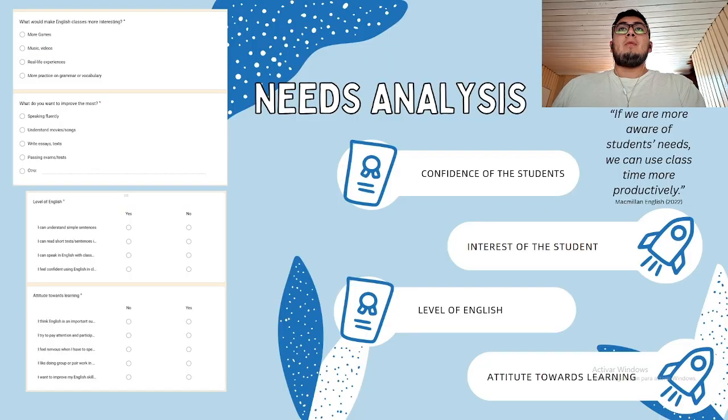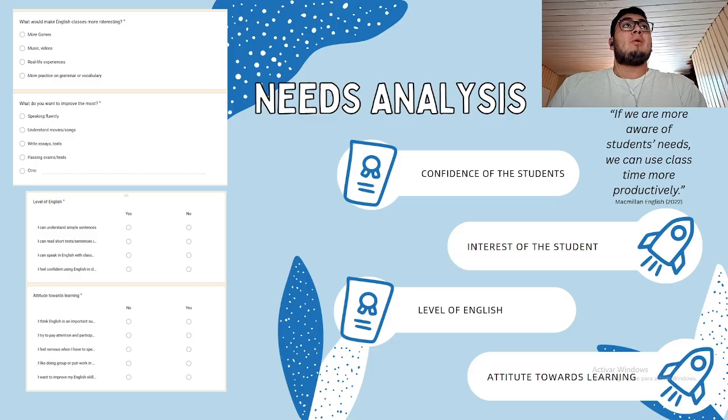So for my needs analysis, I focus on 4 main points. That is, number 1, confidence of the students, the interest of the students, their level of English, and their attitude towards learning. I did it in Google Forms format, so it could be easier to analyze the results and also for them to complete the needs analysis.